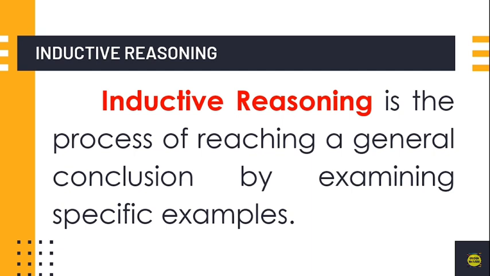So it means, class, first we need to form a conclusion from the specific examples. In our discussion, we have specific examples so that we can create a general conclusion. So we go through specific examples before we reach the general conclusion in inductive reasoning, class. Okay? So example number 1.